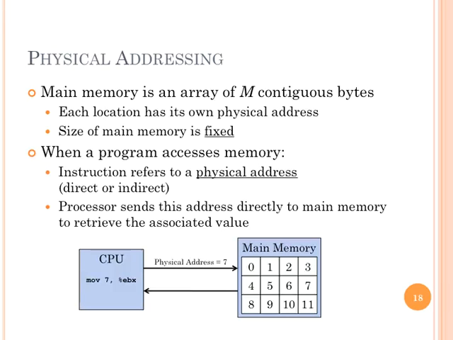So the program accesses memory. Instructions contain physical addresses. So I say move 7 to EBX, and remember there's no $ sign in front of it, so I'm not moving the constant 7, I'm moving the value at address 7. So the physical address 7 is sent to memory, and memory looks up what's there, and sends back the value to the processor.